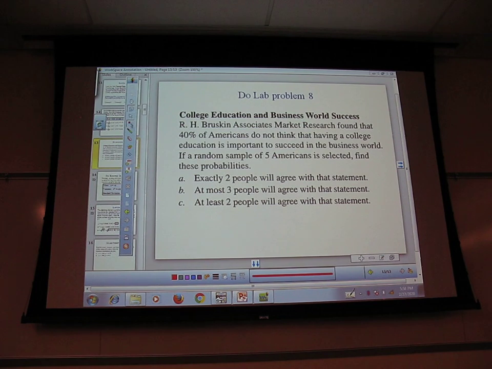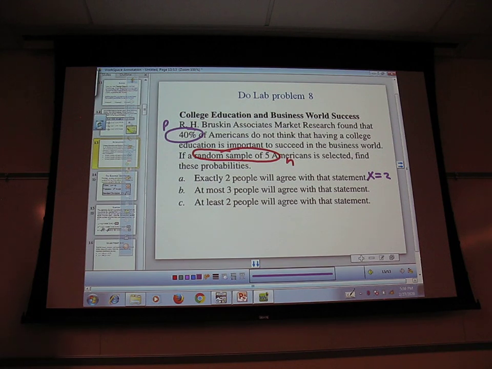Okay, guys, what is our n? 5. Yeah, our sample size. Random sample of 5. That's my n. And then what's my little p? 40%. That's my little p. Everybody good with that part? So then my x's will change. Right here, for a, x is going to be exactly 2. For at most 3, what would you say at most? I can have at most 3 absences. That means how many absences can you have? Can you have 5 absences? No. Can you have 0 absences?